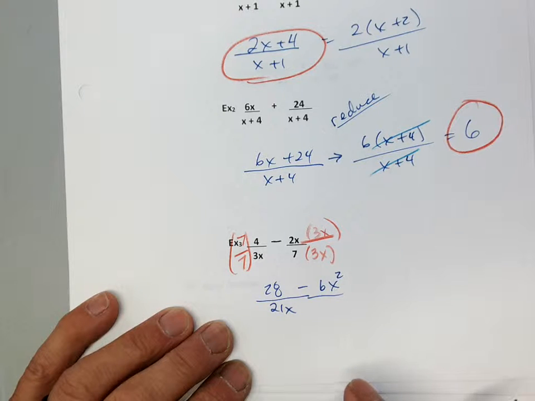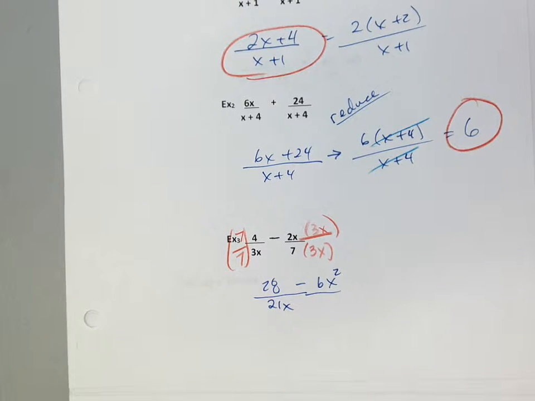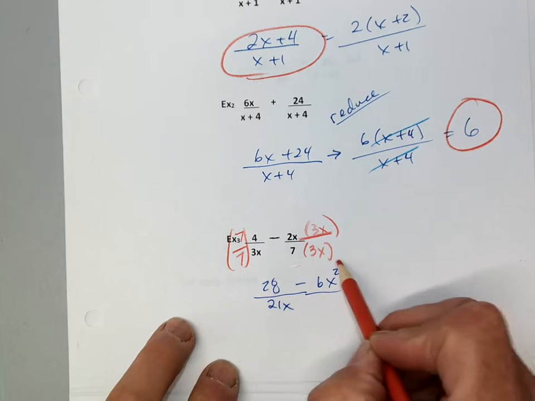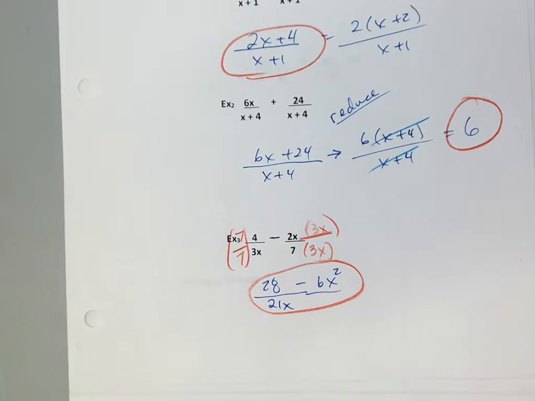Can't do anything with it, really can't. I could factor out maybe a 2. But that's not going to help, okay? So if I do factor, it won't help, so that's as far as I'm going to go with it. Good enough, okay? Easy? Okay, you guys ready to turn the page?